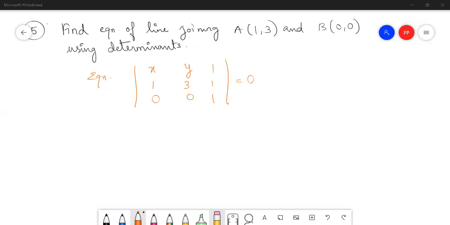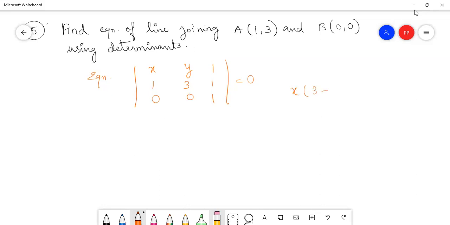Y is equal to 3x. Yes, I think most of you got it. You just have to expand it: x into 3 minus 0, minus y into 1 minus 0, is equal to plus 1 into 0 minus 0. Both are right.